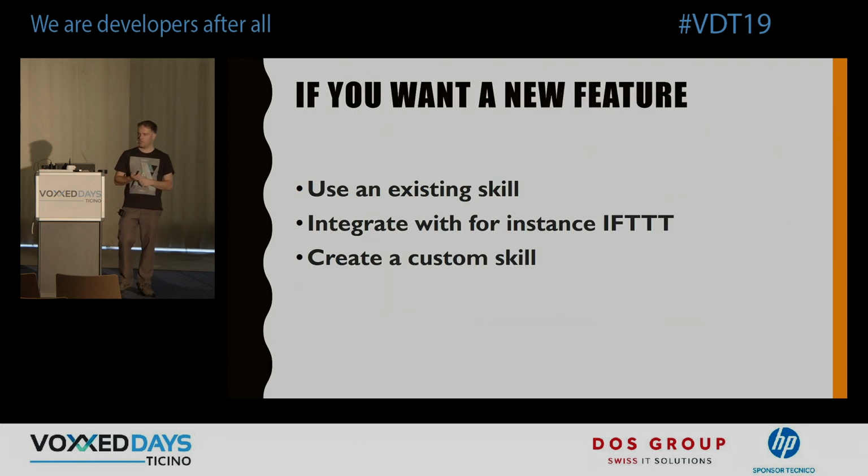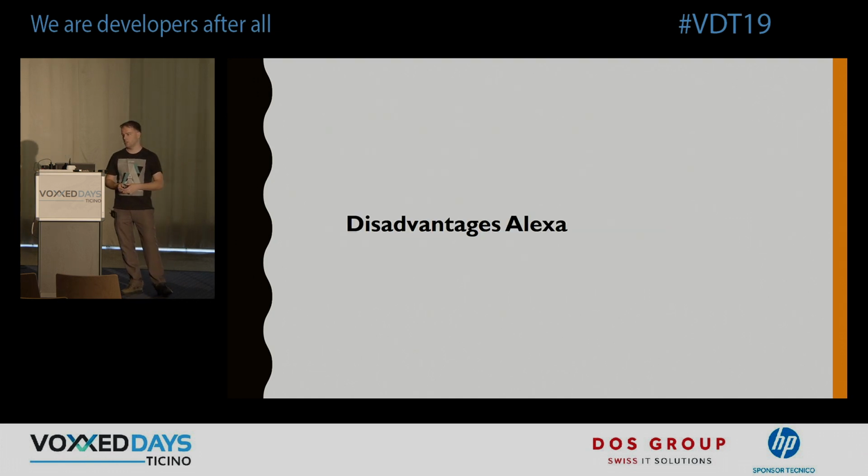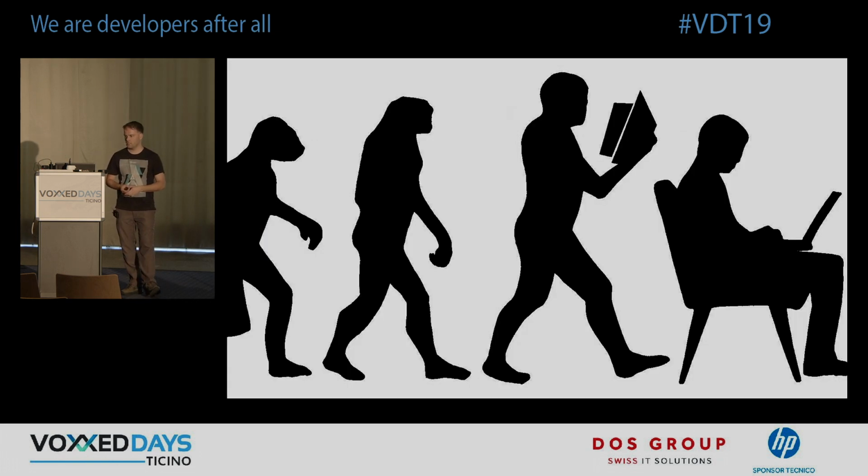So what do you do if you want a new feature? I would say try to use an existing skill. If not, try if you can integrate it with IFTTT, because that's relatively simple. And the third option is to create your own skill. Or if you just want to have fun and play around with skills, then of course it's also a nice solution. So what are the disadvantages?